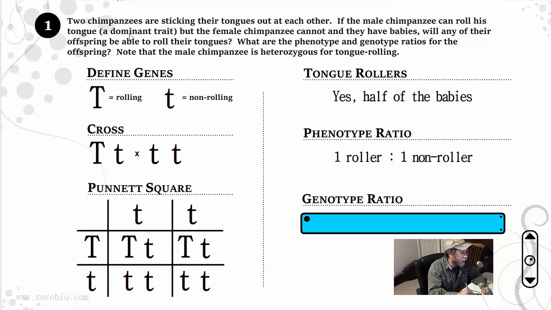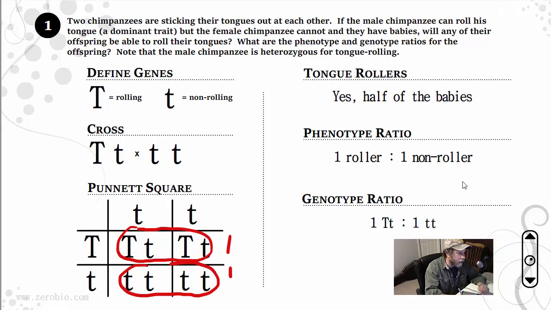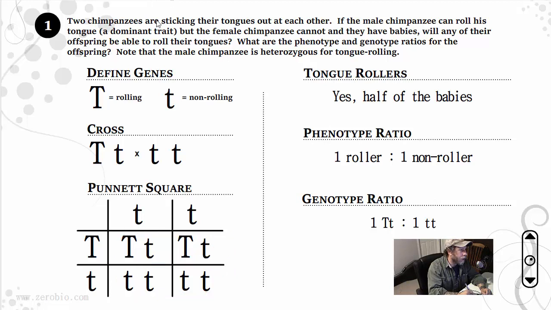The genotype ratio, well, genotype refers to the actual letters that cause the trait. So here we can see big T, little t, that's called a genotype. The phenotype would be tongue rolling. The genotype would be the actual letters, big T, little t. All right, and as you can see, there are two of these, two big T, little t's, and two little t's. So this becomes, again, a 1-to-1 ratio of genotypes. So that's one big T, little t to one little t. We've solved problem 1, and it's time to move on to problem 2.